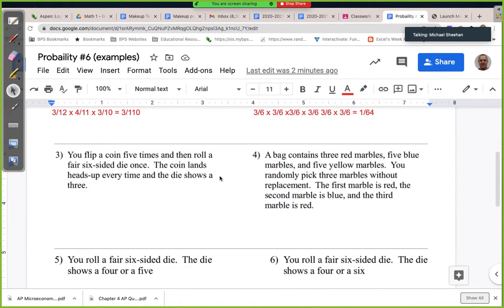All right. I flip a coin 5 times and then roll a dice once. So there's 6 things going on again. I'm going to flip a coin 5 times: 1, 2, 3, 4, 5, and then I'm going to roll a dice. And what I want is heads every time I flip the coin. So I want heads, heads, heads, heads, heads. I want to get 5 heads in a row. And then when I roll the dice, I want to get a 3.